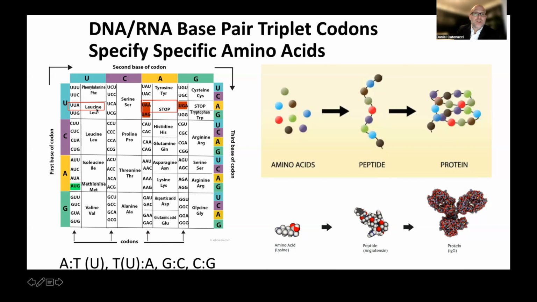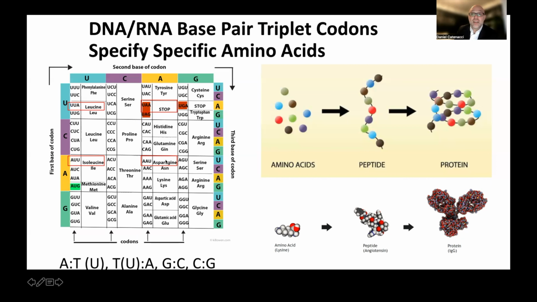Another example of many is if this AUU codon, which is stipulating to use an isoleucine in the next position, is changed to an AAU, one change in one base pair, then you'll get instead of an isoleucine, an asparagine amino acid. And again, these things matter, as I'll show you.